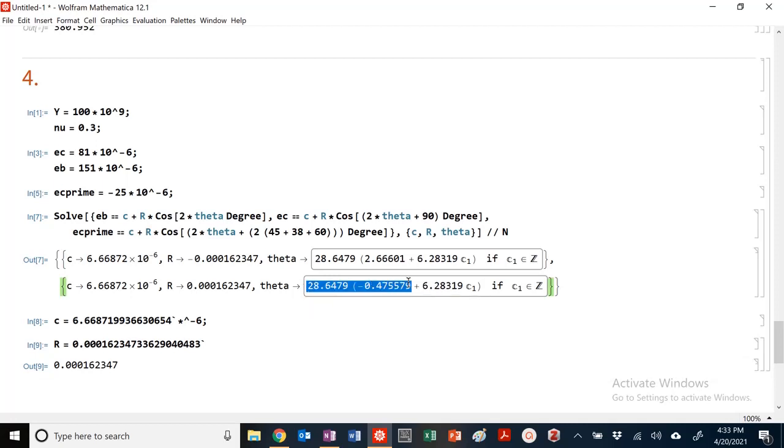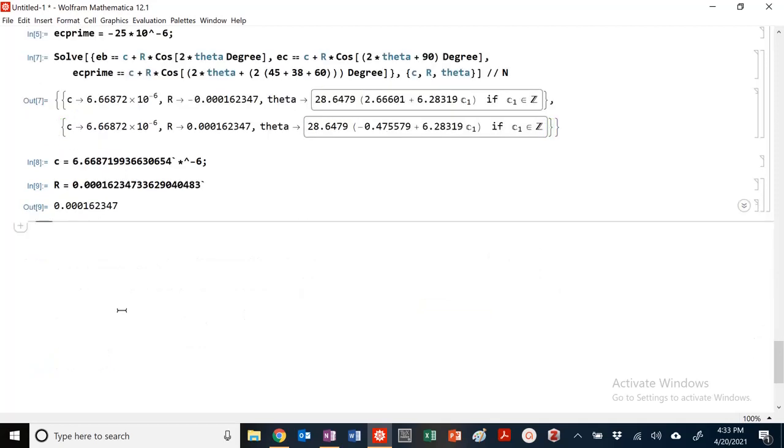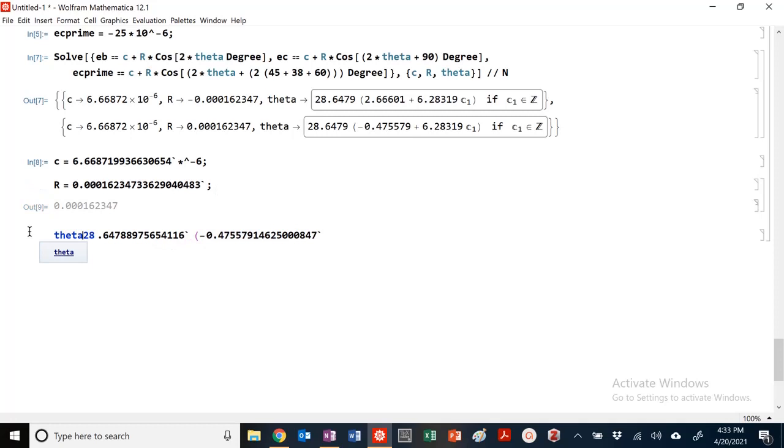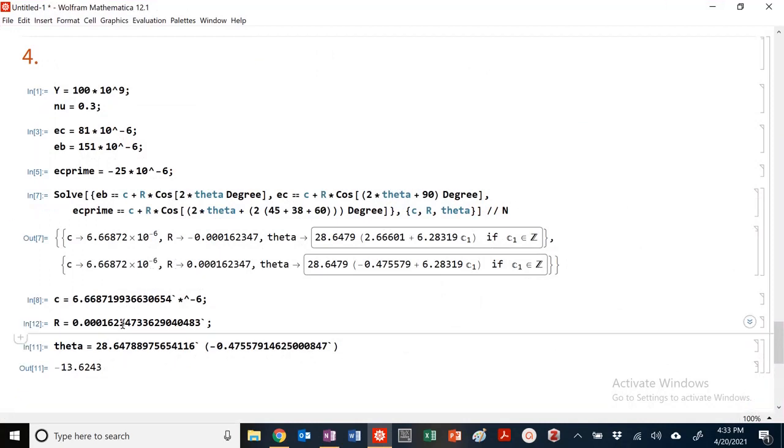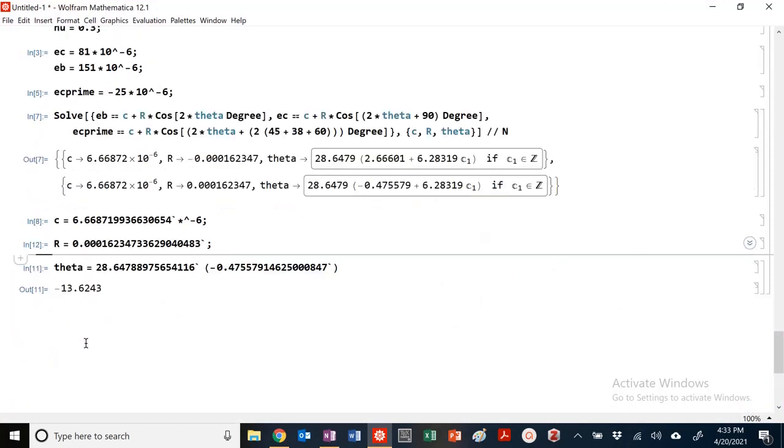So this is my theta in degrees. I'm just going to get this. So theta is equal to here. So minus 13 degrees again. So I need to rotate that angle. So now we could start to really fill out this question. Actually, so there we go. So I got my C, my R, my theta.